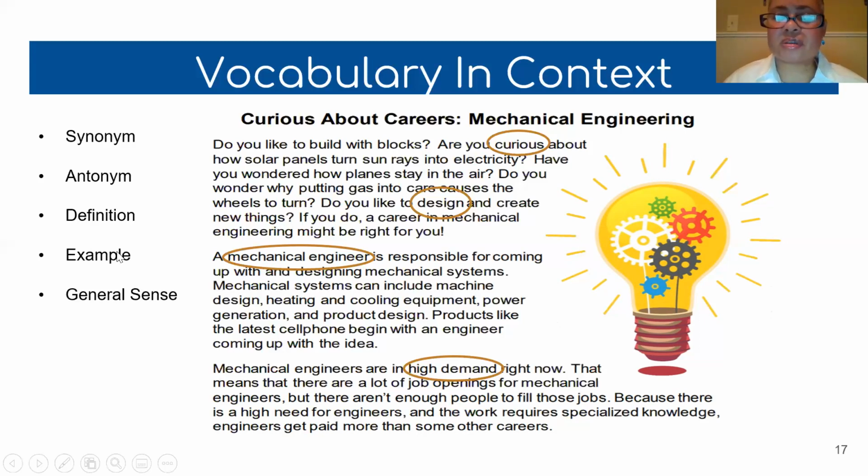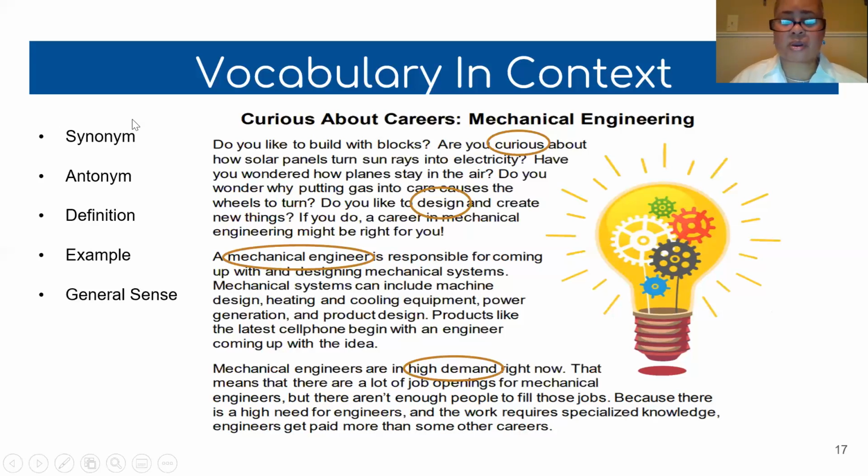Let's take a look at that first word circled in paragraph 1. The word is curious. Now within the first 3 sentences or questions, there are some synonyms embedded for the word curious. What are they? Did you say wondered? You're exactly correct. The author says, have you wondered how planes stay in the air? Or do you wonder why putting gas into cars causes the wheels to turn? That is the meaning of curious. And we've identified a synonym within text.